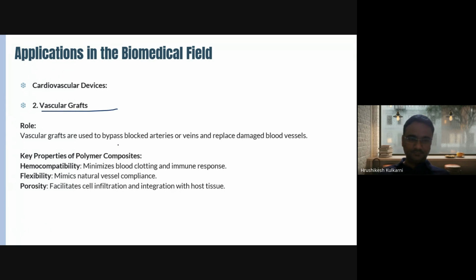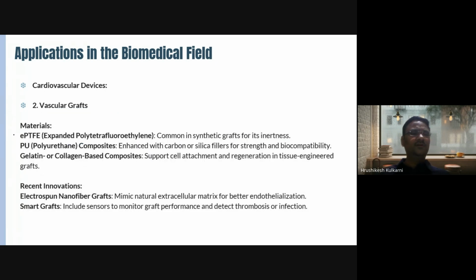Vascular grafts. These are used to bypass the blocked arteries and veins and replace damaged blood vessels. So you know, bypass surgery is there. There is an option if the patient is very young, and instead of putting the stent, they go for bypass surgery. We can go for such kind of applications. So here material can be used as expanded polytetrafluoroethylene, PU, polyurethane, gelatin, collagen based composites. And again, there is a recent innovation. I'm telling this because of a research purpose.